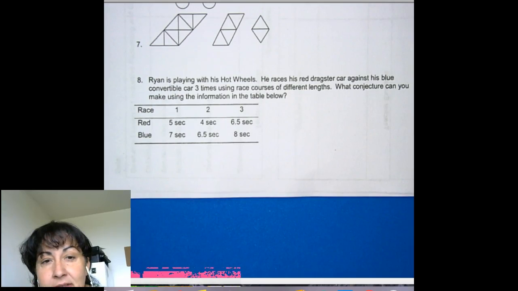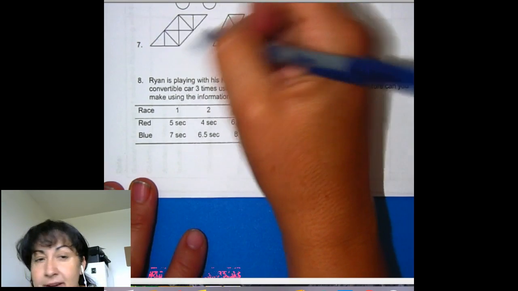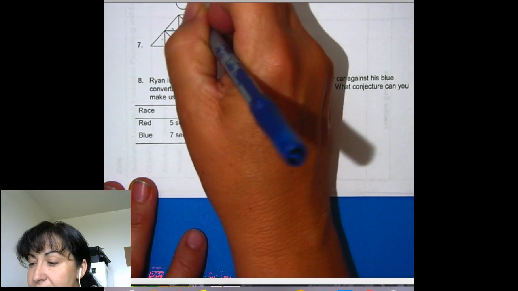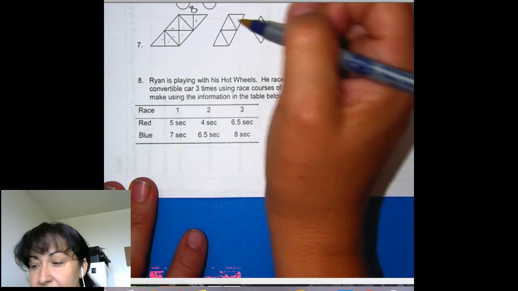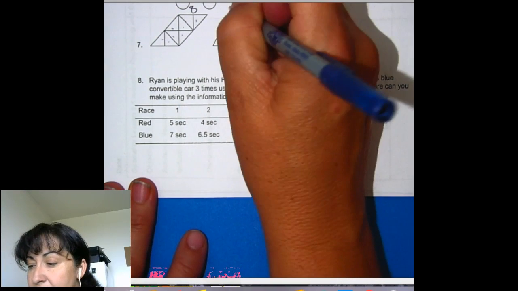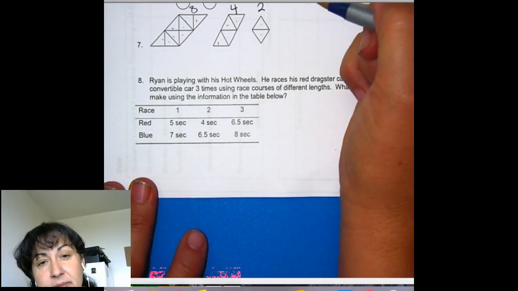So number 7, they drew us a picture, and we have this diagram here that has 1, 2, 3, 4, 5, 6, 7, 8 triangles kind of pieced together. In the next diagram, we've got 1, 2, 3, 4 triangles pieced together. And the last one, we have 2 triangles pieced together.